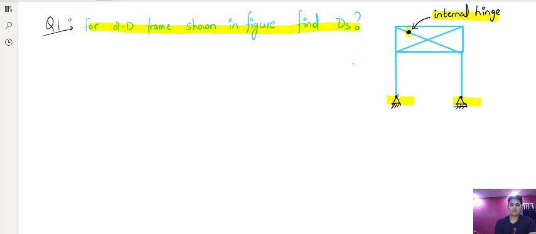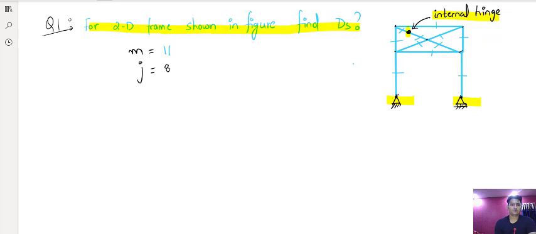So in the formula we need the value of number of members and joints. Members here we can count: 1, 2, 3, 4, 5, 6, 7, 8, 9, 10 and 1 is 11. Number of members are 11. Okay, and number of joints are 1, 2, 3, 4, 5, 6, 7 and this one is 8. So number of joints are 8.